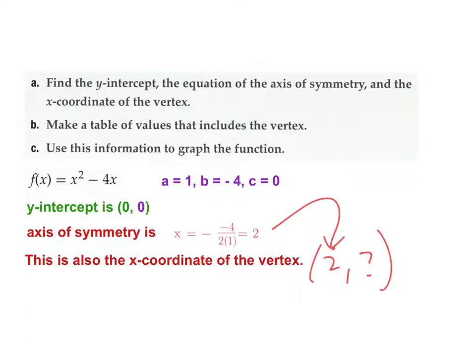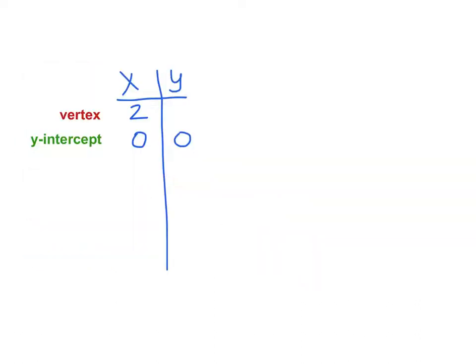On the next screen, because I've run out of room, I'm going to have my table of values. One point I'm going to have is the y-intercept. For the other point, the x-coordinate is 2, but we don't know the y-coordinate yet. Here's what that table looks like. This is the information I have so far. I have the y-intercept, which is 0, 0. I have the vertex, which is 2, something. And that's all I know right now.